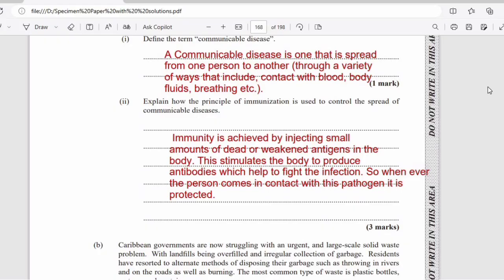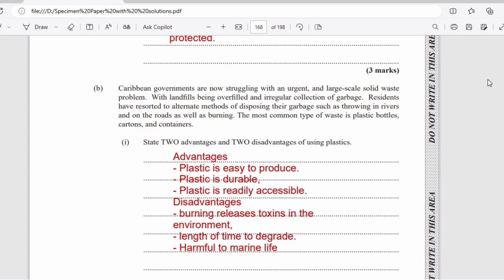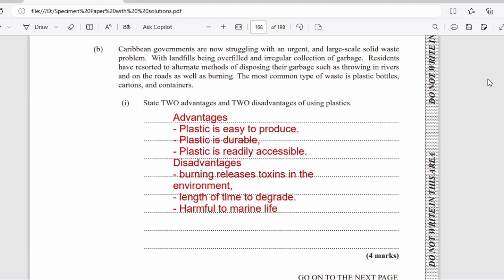Now, the body does this by making what we call antibodies, and I just tell my students antibodies are like antibiotics for humans. They're naturally made by the body to help fight diseases for you. So it's like your body is making its own medicine. So what happens is if you come in contact with the disease again, your body would have already had the medicine, the antibody to fight for you so you don't get sick, or even if you do get sick, the symptoms would be way less, but it is there to protect you.